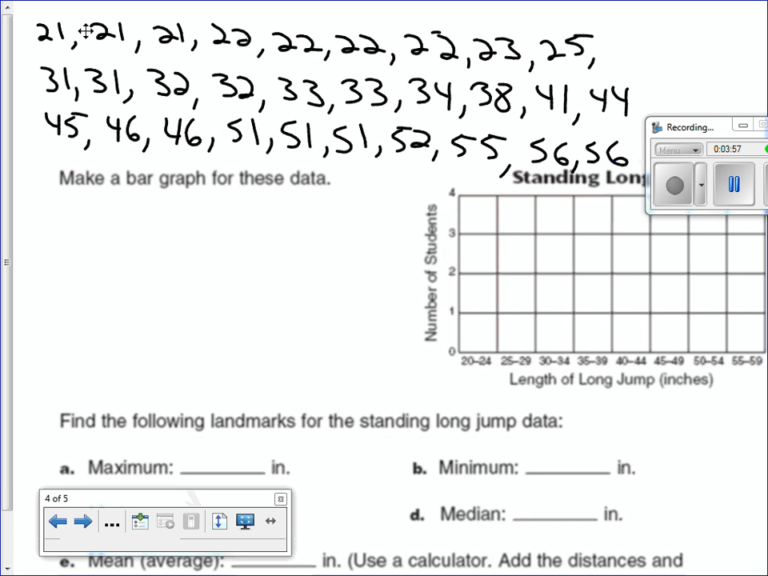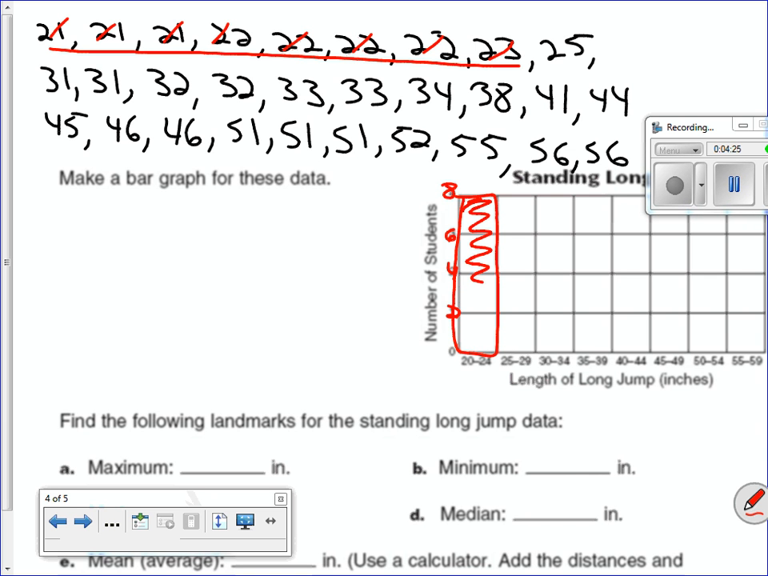So from 20 to 24, that would be this range of numbers. I have 1, 2, 3, 4, 5, 6, 7, 8. Okay? So the number of students that have that, I'm going to take a look at 8 here. So I'm only going to be able to go up to 4 here. So I'm going to have to change this graph into 2, 4, 6, 8. So I'm going to fill in this entire bar for this set of data here.